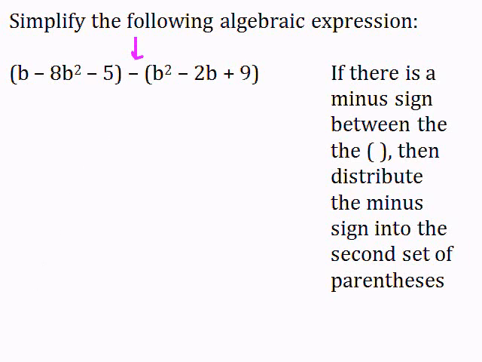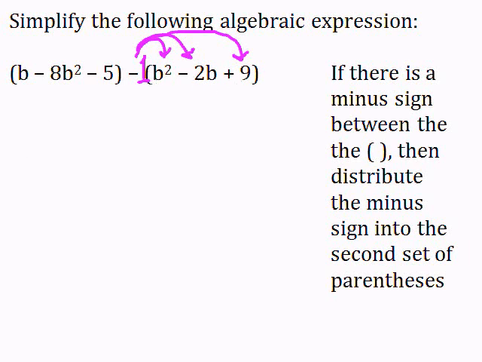If you would like, you can write the coefficient outside the parentheses. Remember, if the coefficient's not listed, it is a 1. So technically we have a negative 1 outside the second set of parentheses. This simply means that we can distribute the negative 1 into the set of parentheses. I've written the instructions on the right-hand side. If there's a minus sign between the parentheses, then distribute the minus sign into the second set of parentheses. This effectively will just change all the signs in the second set of parentheses.